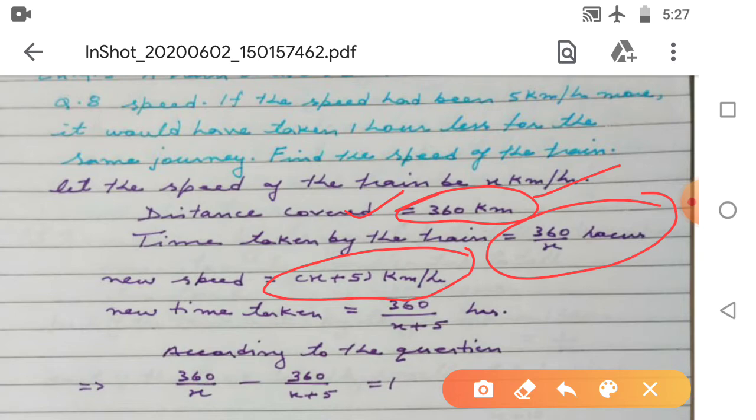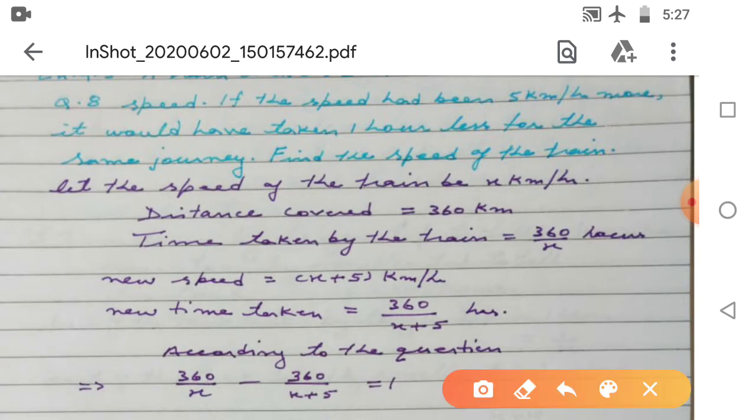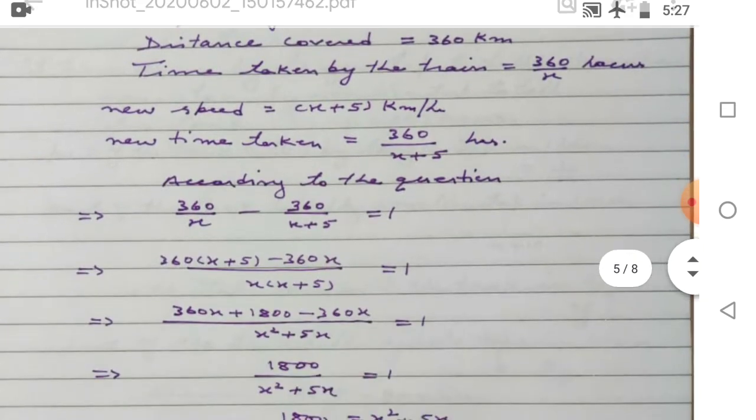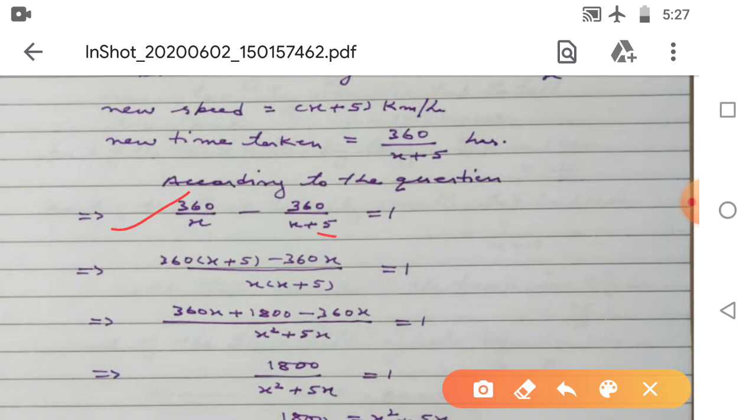So, time taken in this case is 360 upon x plus 5, but the time difference is 1 hour, right. So, this minus this is equal to 1. So, 360 upon x minus 360 upon x plus 5 is equal to 1. Now, you take the LCM, LCM is x into x plus 5. So, we multiply this 360 into x plus 5 minus 360x, clear.